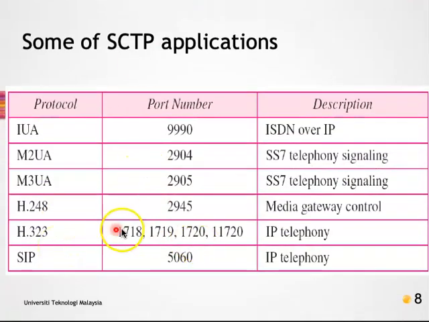Some of the SCTP applications, you can see here the protocol used, the port number used, and also the description. For example, ISDN over Internet Protocol, SS7, which stands for Signaling System Number 7, Telephony Signaling Protocol, Media Gateway Protocol, and IP telephony. These are some of the examples of SCTP applications.